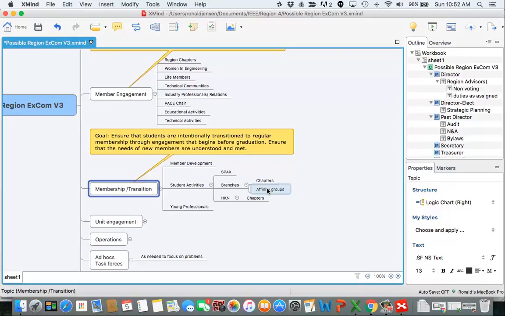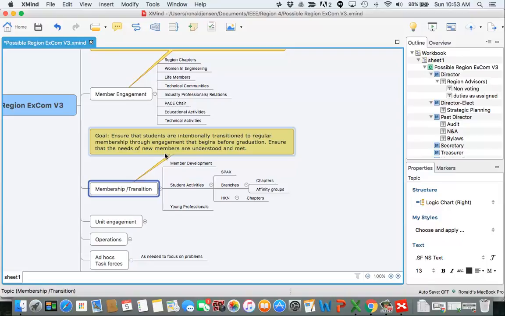That's the responsibility of this team, and as it says here in the goal: ensure that students are intentionally transitioned to regular membership through engagement that begins before graduation, and ensure that the needs of members are understood and met. That means the new members who join and those who do transition, that we continue to support them and meet their needs.